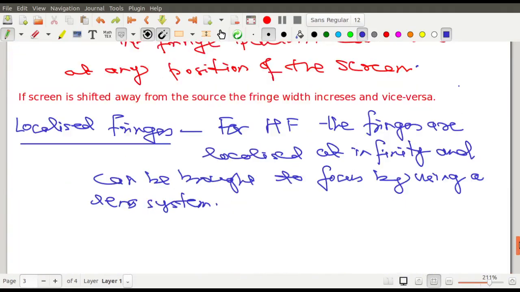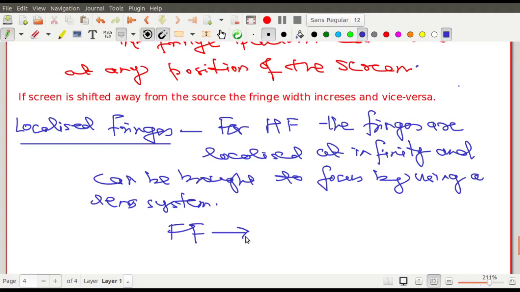So these Haidinger fringes are localized at infinity and can be brought to focus by using a lens system. আর ফিউজিয়াস ফ্রিঞ্জেসটা নিজেরা লিখে নেবে। For fugitive fringes you have seen that the fringes are also localized just above the top surface. জাস্ট টপ সারফেসের উপরে তুমি ফ্রিঞ্জগুলো দেখতে পাবে। You can see the fringes just above the top surface. So I hope that the situations are clear to you.